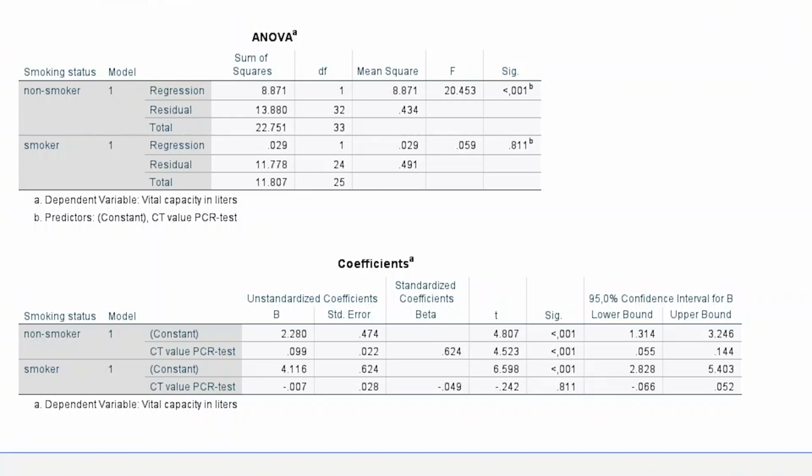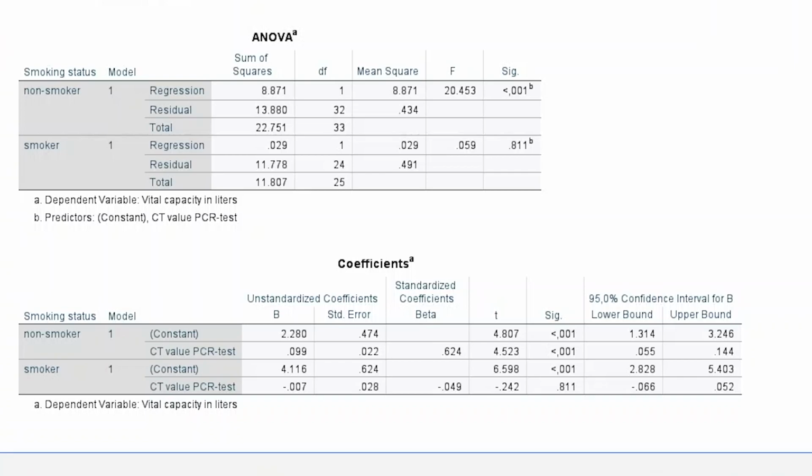And what we see is that just like we expected for non-smokers, the regression coefficients, the intercept is 2.280. We already saw that. The regression slope or the beta 1 coefficient is 0.099, which we have also seen already. But now we see the values for smokers.